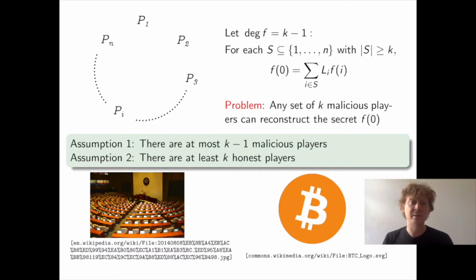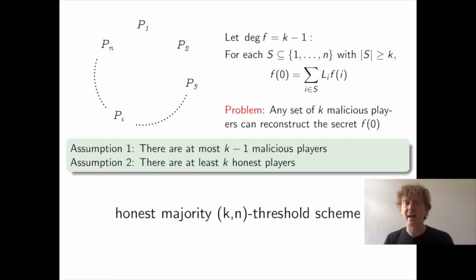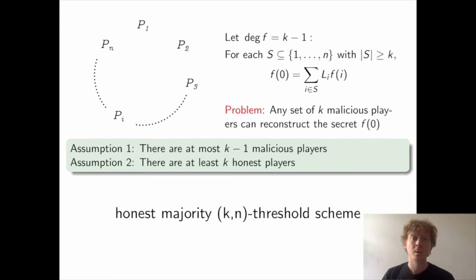We therefore call schemes of this type an honest majority k-n threshold scheme, where n stands for the number of participating players, and k stands for the minimal threshold of players needed to reconstruct the shared secret f at 0. Now, an important question is, how do these players get their share of a common polynomial? Because if somebody were to generate a polynomial f and give a share to every player, the generator would also know the evaluation of f at 0, and therefore know the secret.